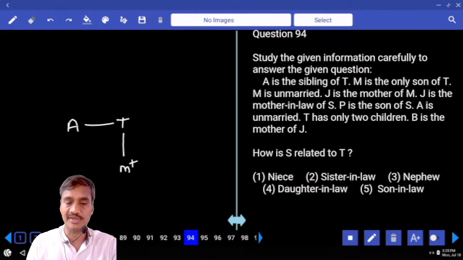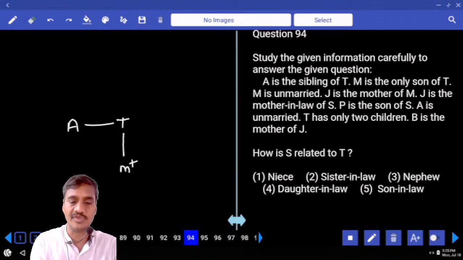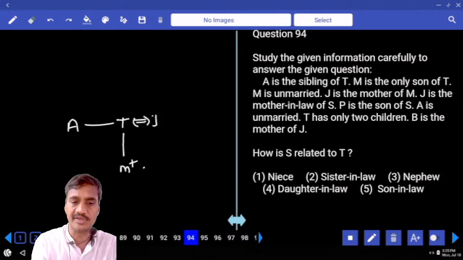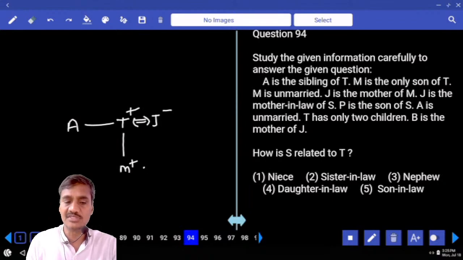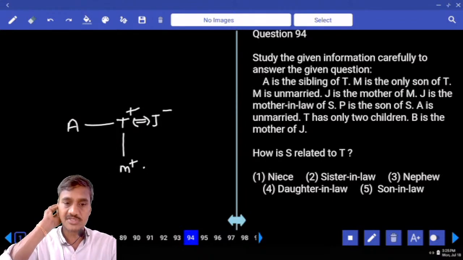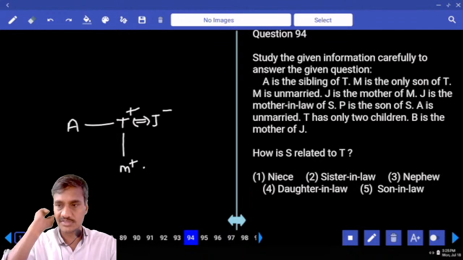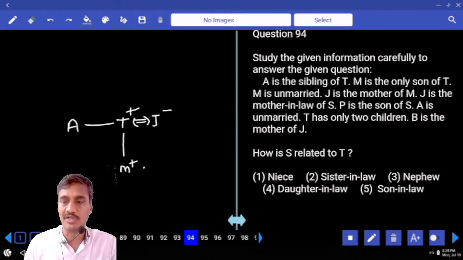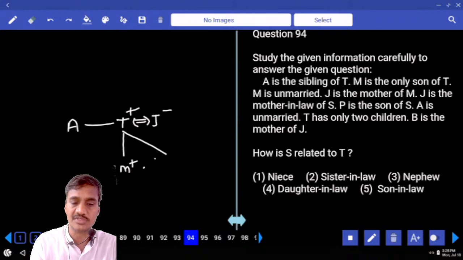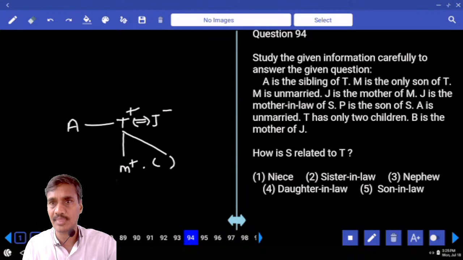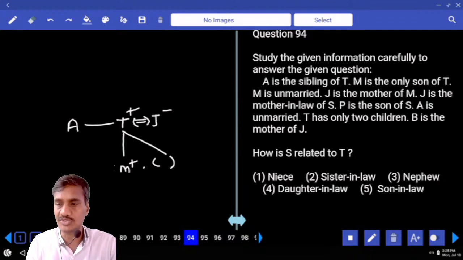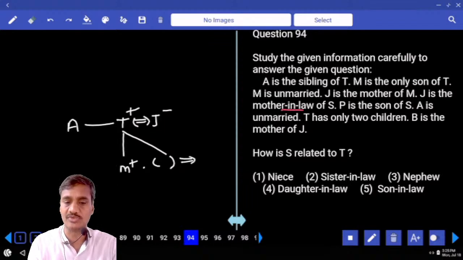M is unmarried. And next one, J is the mother of M. J is the mother of M means T and J are a married couple. J is a female, T is a male. J is the mother-in-law of S, and P is the son of S. J is the mother-in-law of S means no. Now, M is unmarried is clearly given, isn't it? That means there is a sibling to this M. And who is the sibling here? J is the mother-in-law of S. That sibling must be married to S.